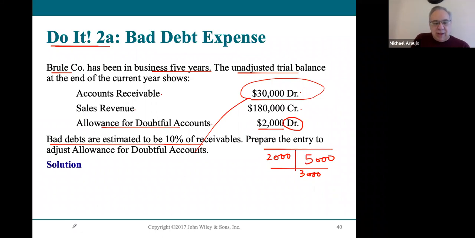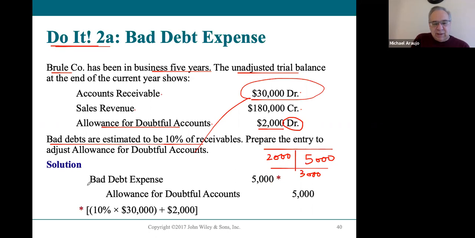So what you can do that particular year is expense $5,000 for bad debt, because that's what you're going to adjust your allowance account for. Okay. That would be the adjusting entry in the allowance. Again, this is the allowance account here. I can't really write.